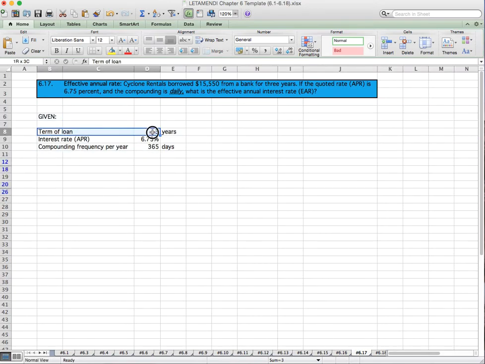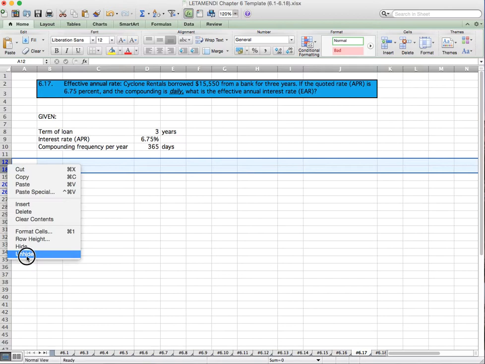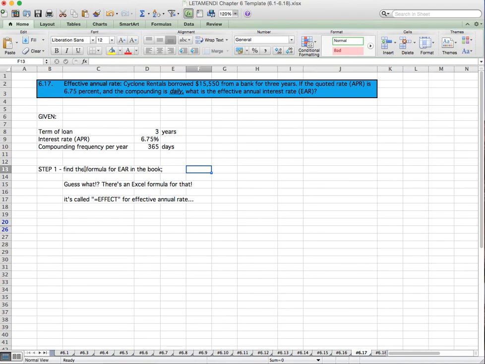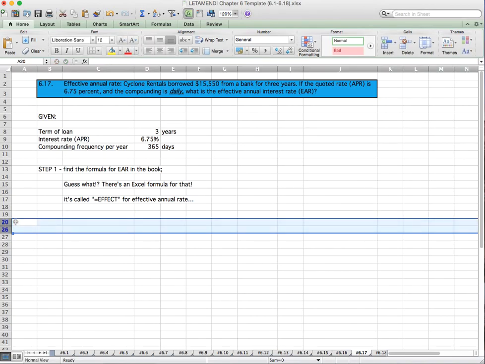So what's given? The term of the loan is 3 years. The interest rate, or the APR, is 6.75, and the compounding frequency per year is 365 days. Why? Because it's compounding daily. There's 365 days in a year. Okay. So step 1 is to find the formula for EAR, effective annual rate, in the book. And guess what? There's also an Excel formula for that, and it's called equal effect, and that gives us the effective annual interest rate. So you just do equal effect. See, and then you're able to start calculating it, to input your variables.